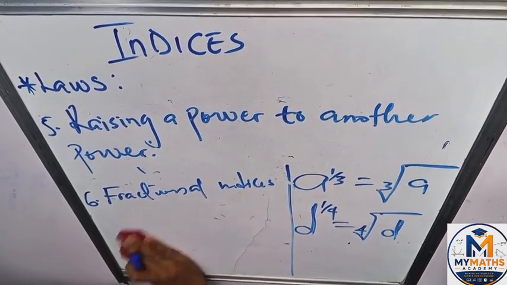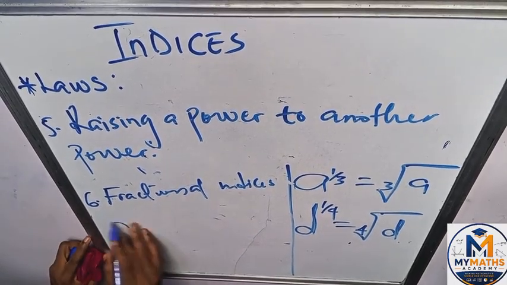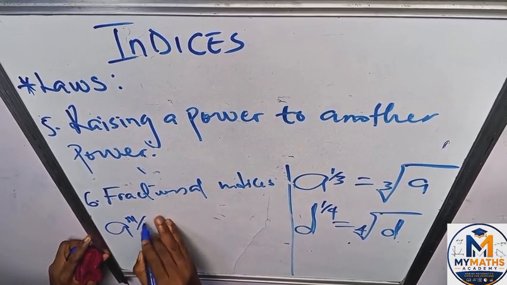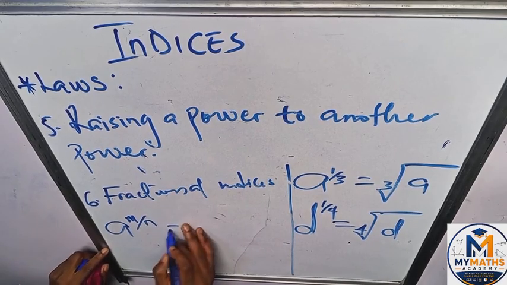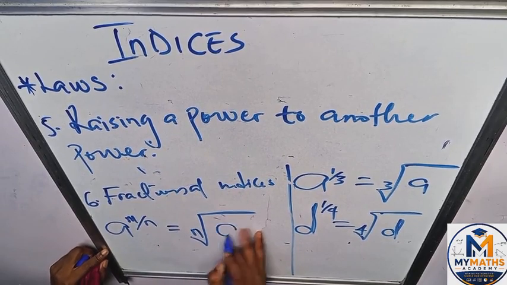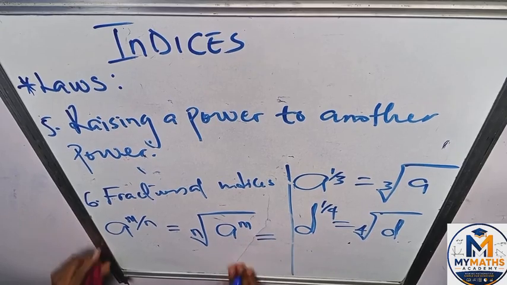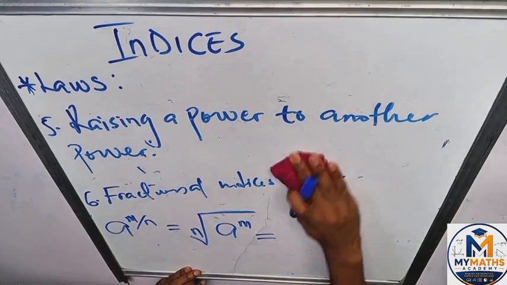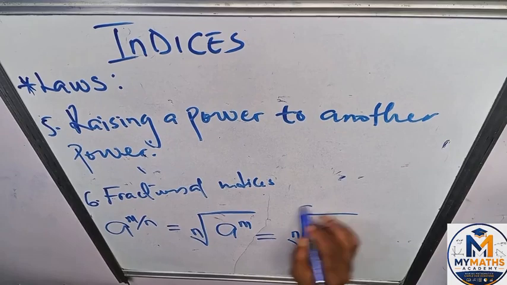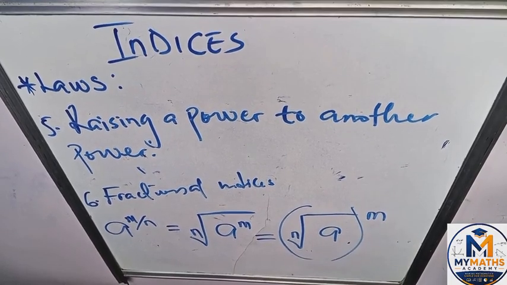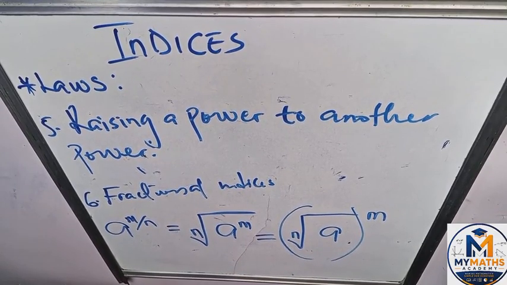Another case again of this fractional indices is, for example, if I have a raised to power m all over n, then it's going to be the n root of a raised to power m. If you don't see it in a situation like this, it can also be like this: the n root of a, open and close bracket, raised to power m. Are we clear?